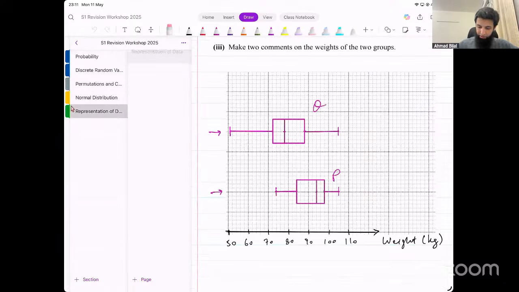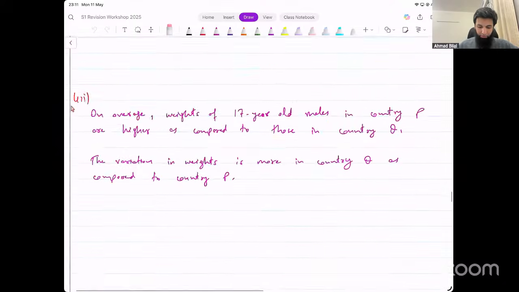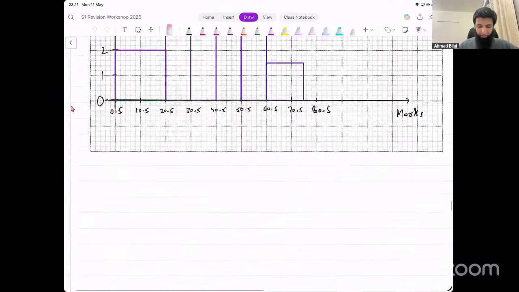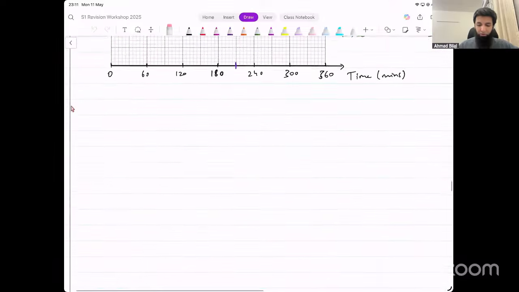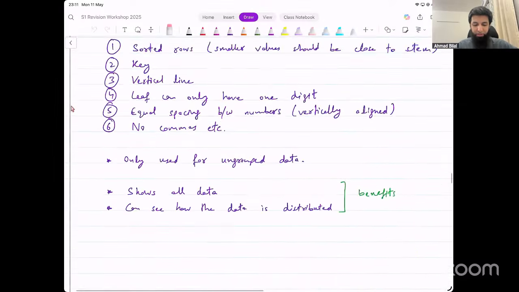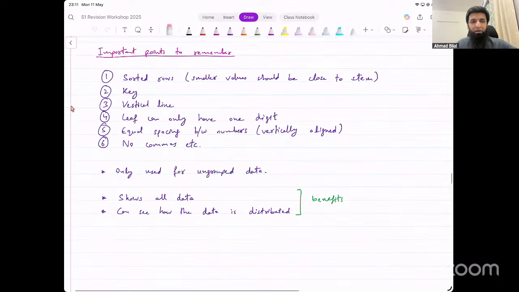There's another question here as well, about the conditions of a stem and leaf diagram. This is very important. Again, a lot of people don't pay attention to representation of data, thinking it's a very easy topic and there's no need to study it. A lot of very good students end up losing a lot of marks in this, because they think it was done in O Levels so there's no need to study it. There's a lot of small detail in representation of data that you need to be careful about.